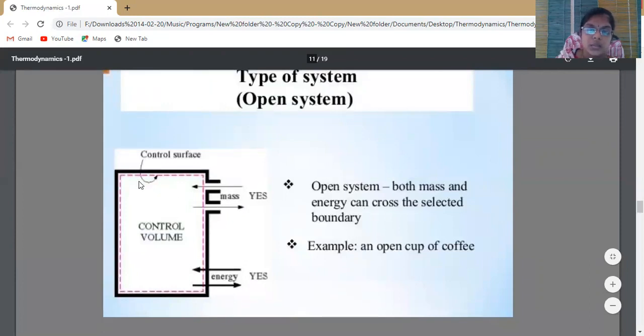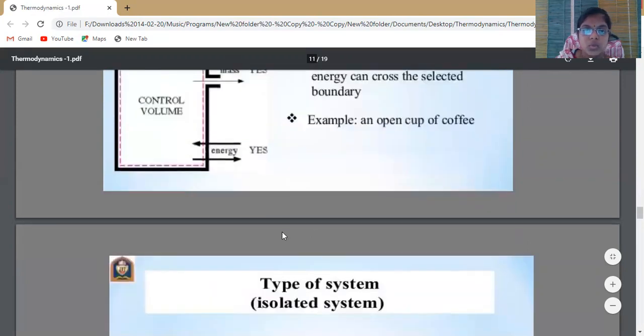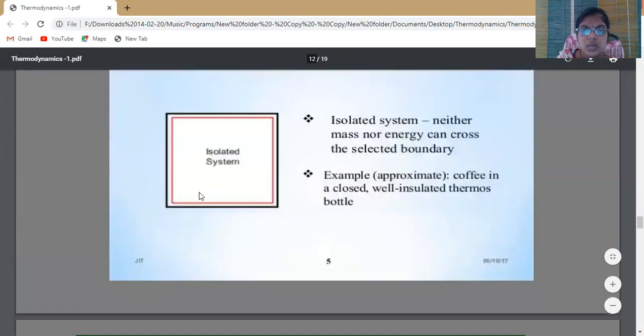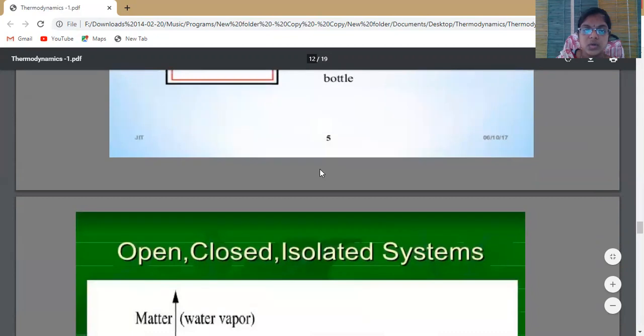So here mass in and mass out, energy in, energy out. So when both energy and mass cross the boundary of the system, it is an open system. And in an isolated system, neither mass nor energy crosses the boundary of the system. The best example is coffee in a closed, well insulated thermos bottle; that is an isolated system.